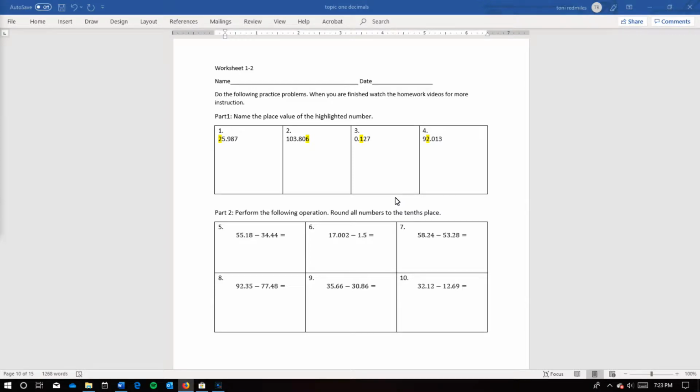Right, back again with worksheet topic 1, worksheet number 2. This is still decimals, but this is the second worksheet that you should be working on. So again, we start with some place values, and I'm just going to write my place values up here.